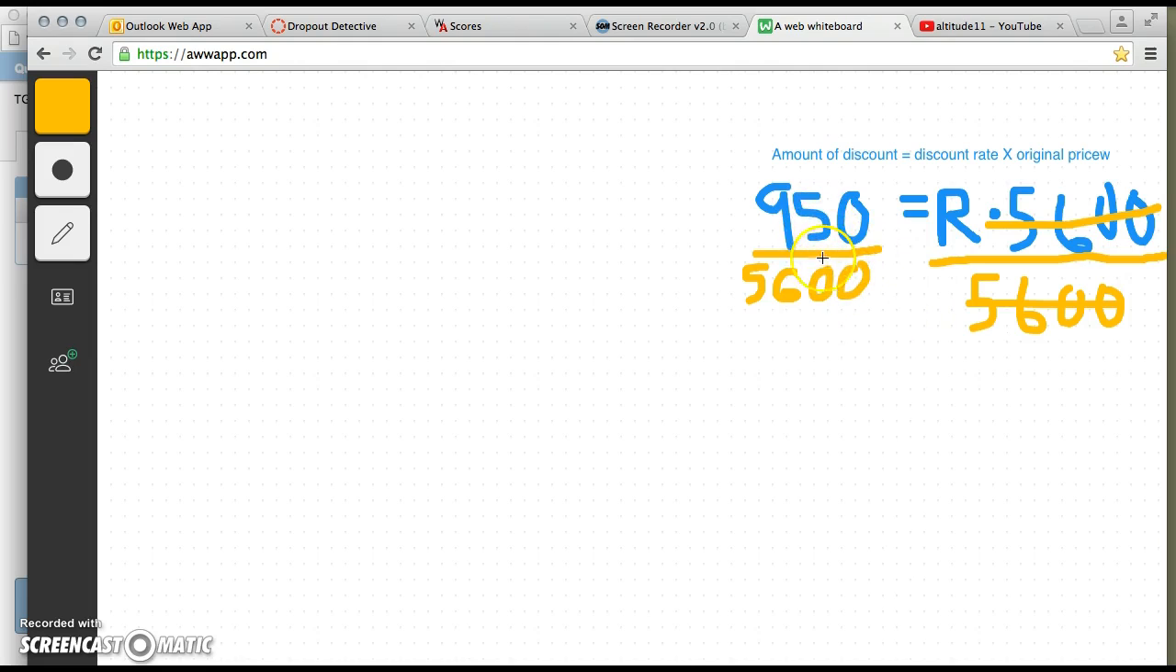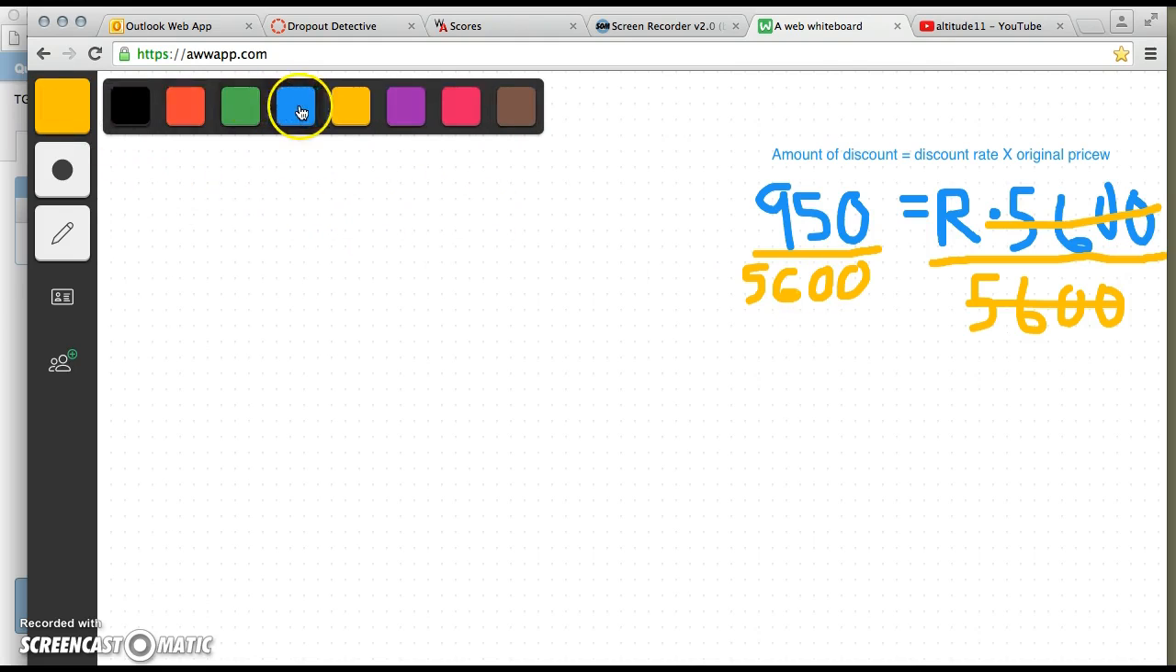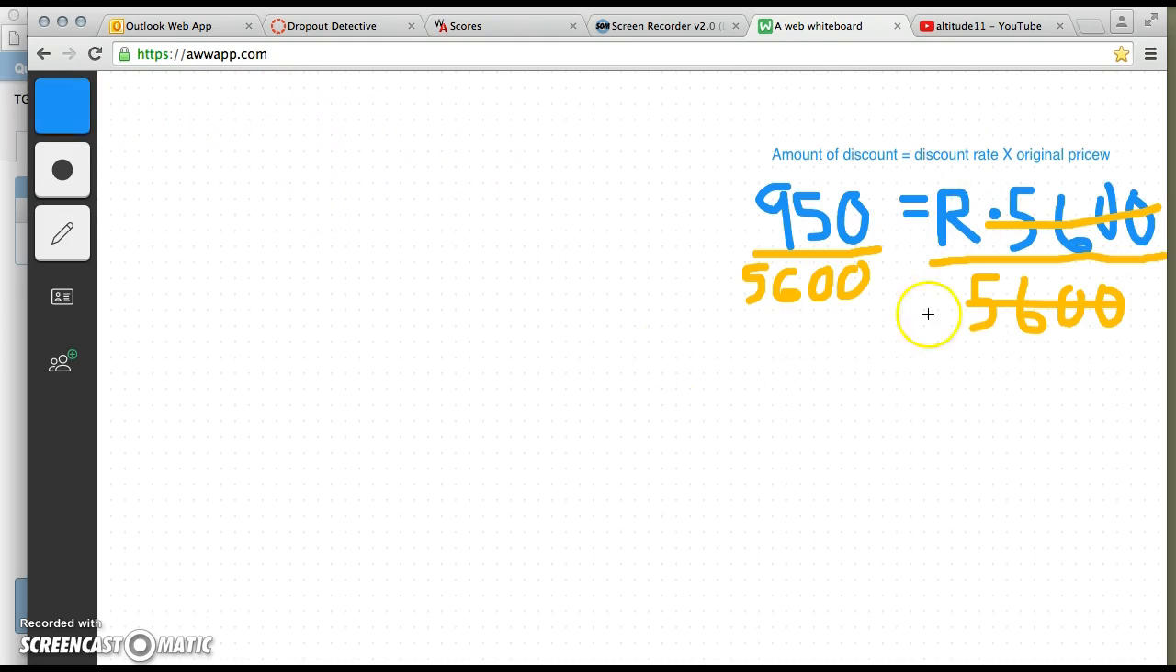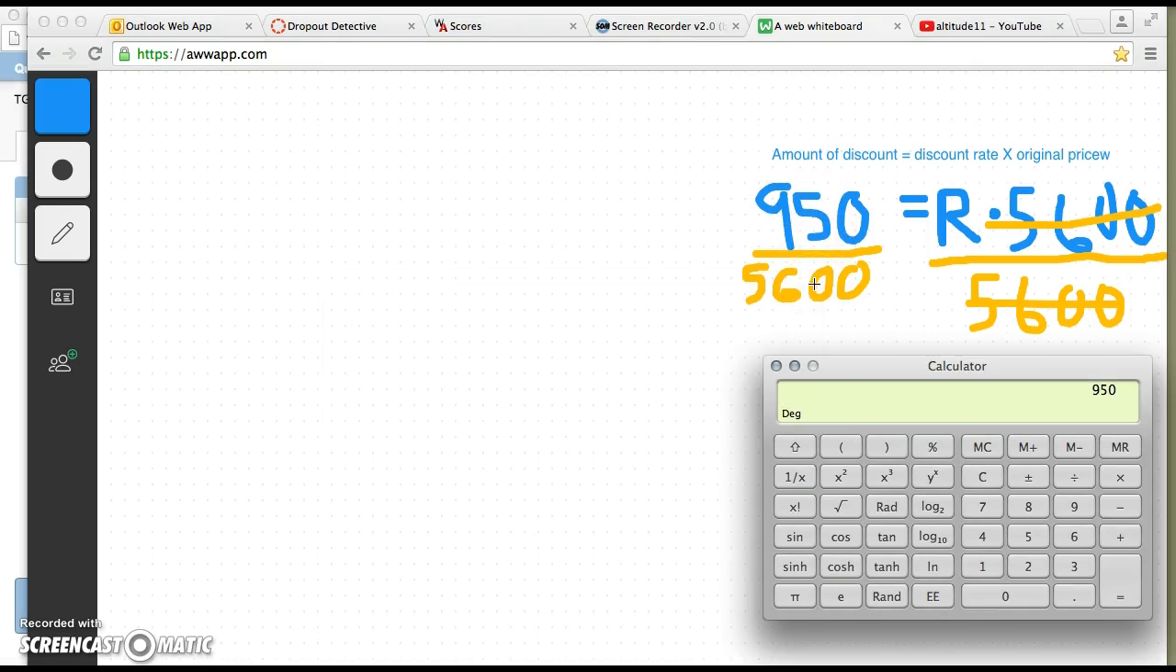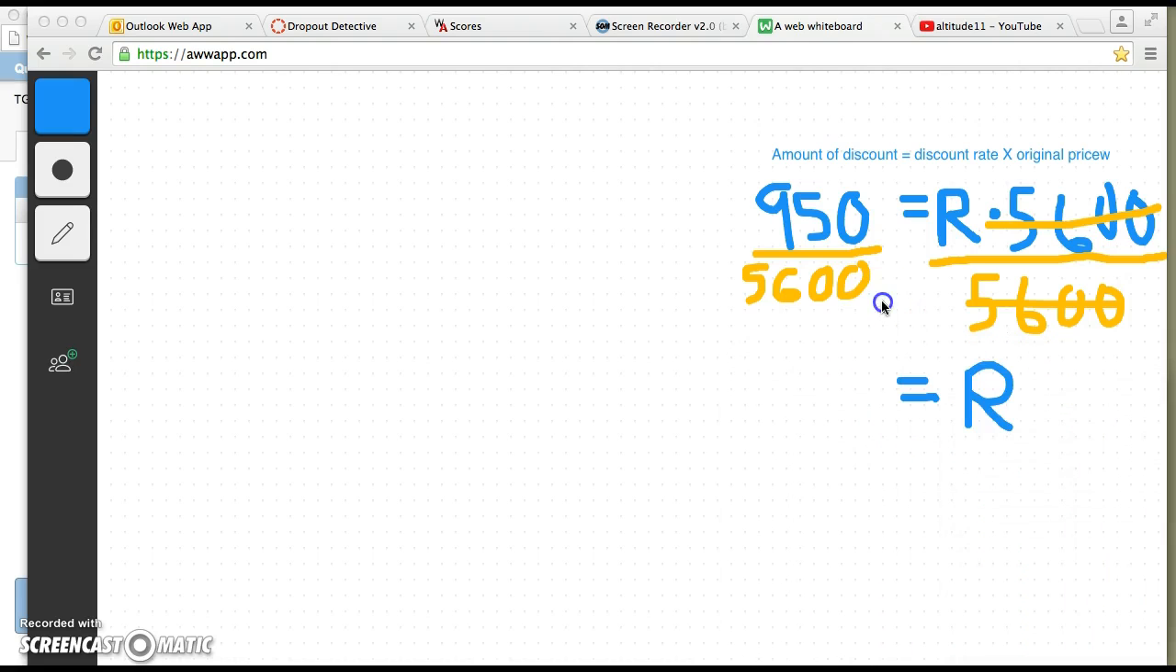So once we divide these two numbers, we will have figured out what R is equal to, what our discount rate is equal to. Over here on the right-hand side, all we're left with is R, the variable that represents our discount rate. And on the left-hand side, we have 950 divided by 5,600. So we have 950 divided by 5,600 equals. So we get 0.1696.